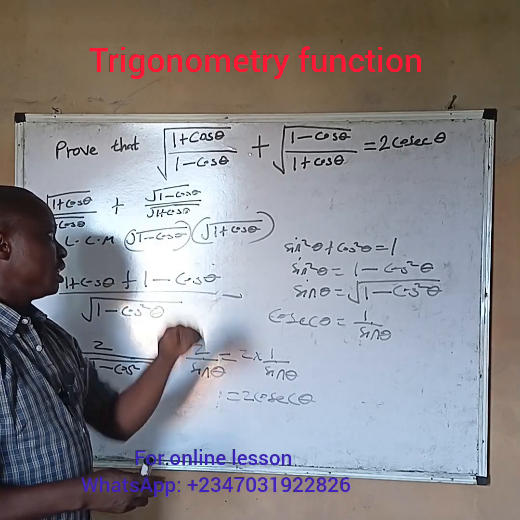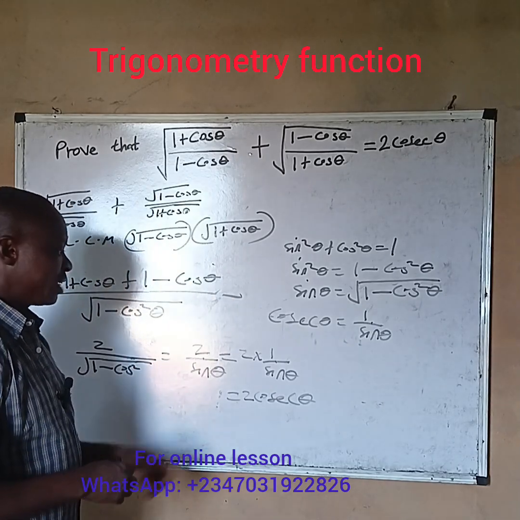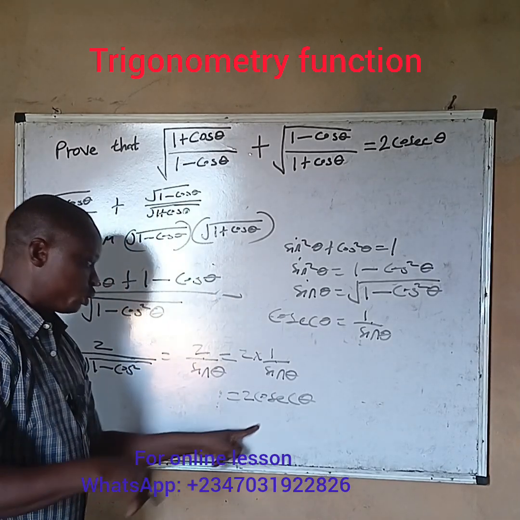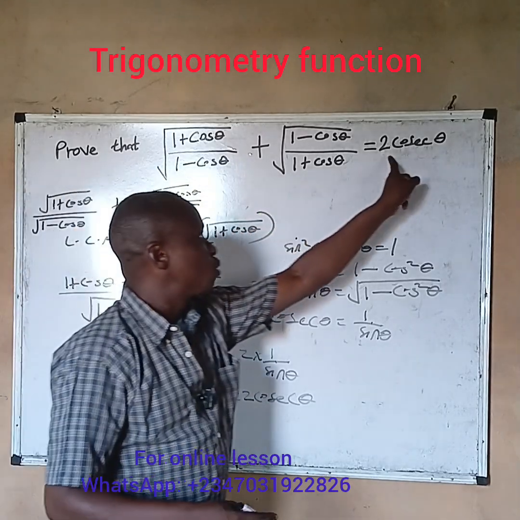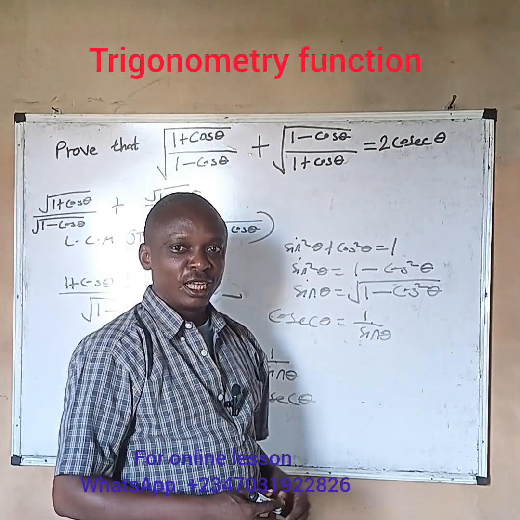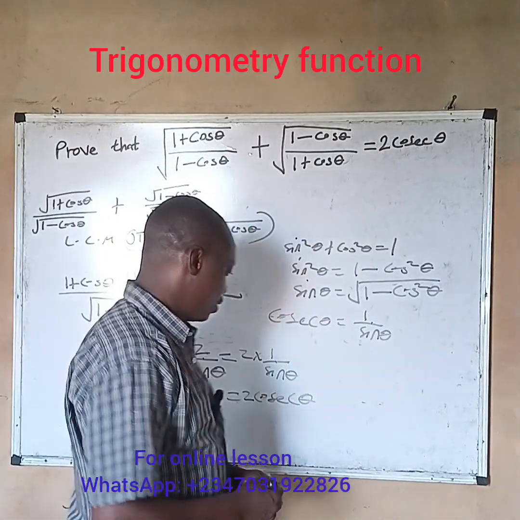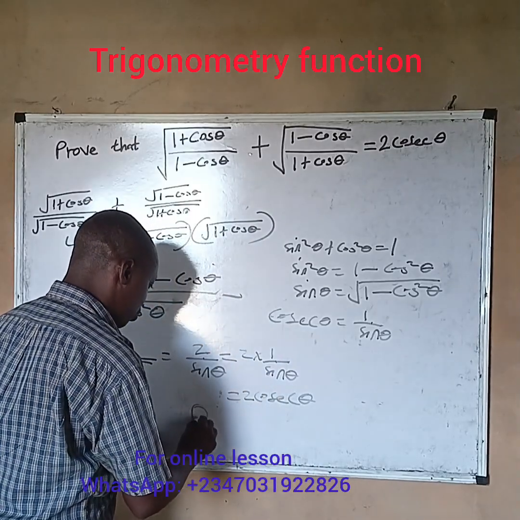Then you check the right hand side and see whether what you have here is what you have there. And that is what we have, 2 cosec theta. Therefore, that is the proving. So it has been proven.